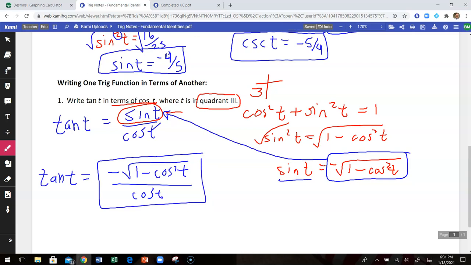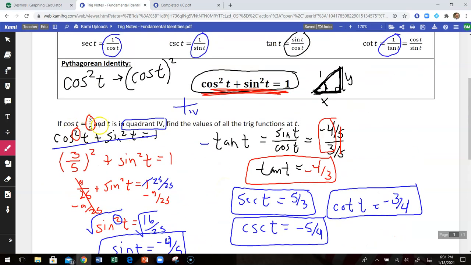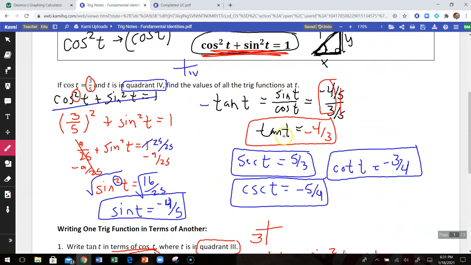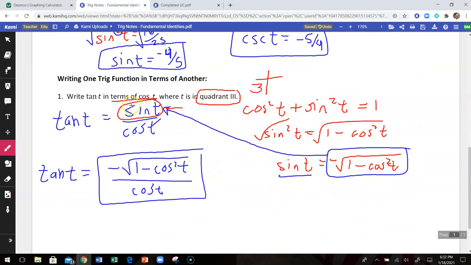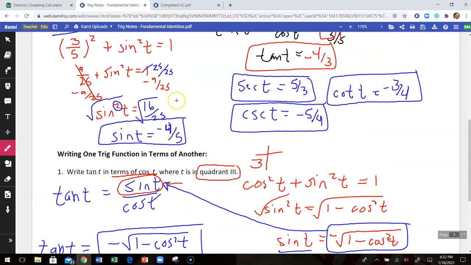Okay, so that problem's a little bit more involved. The important part of this video is that given one of your trig function values, you should be able to find the other 5 trig function values. That's more important. Being able to manipulate an equation to where I only have one trig function on the right is another skill to have, not as important as this top skill.